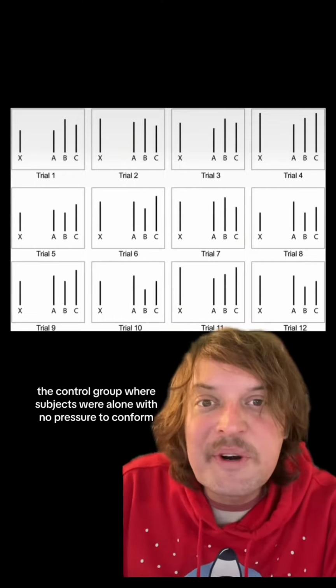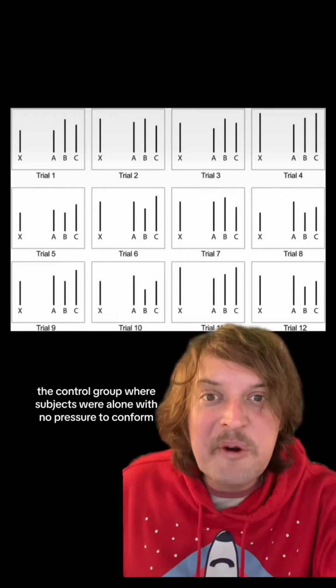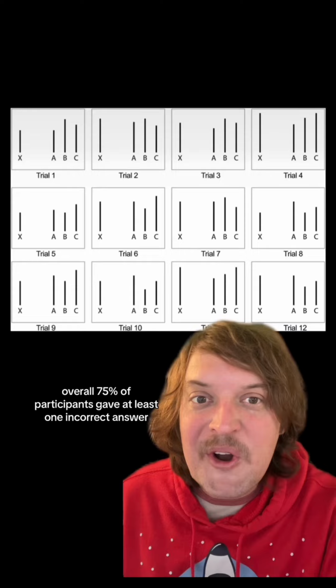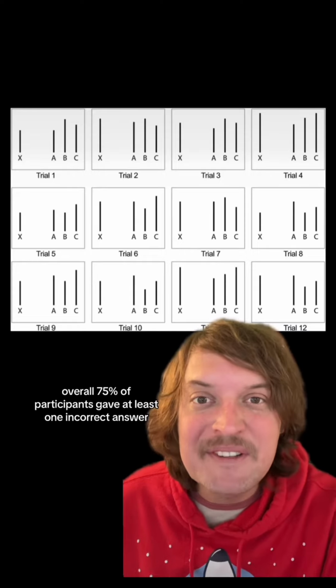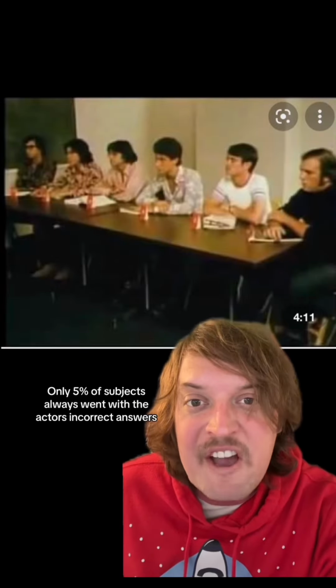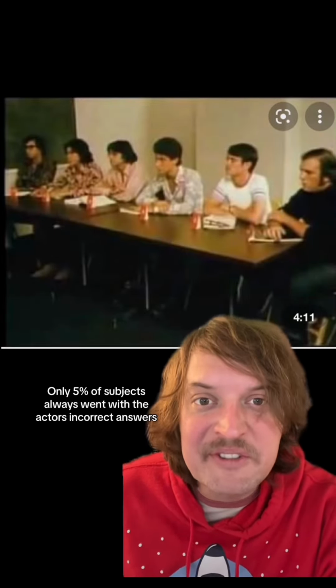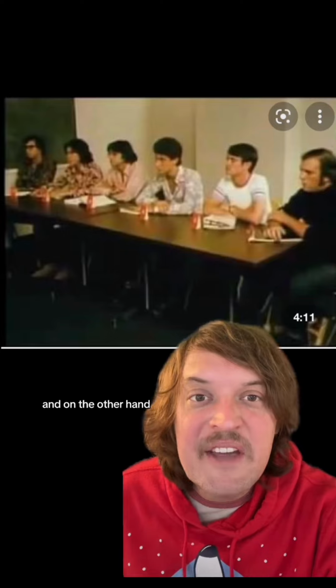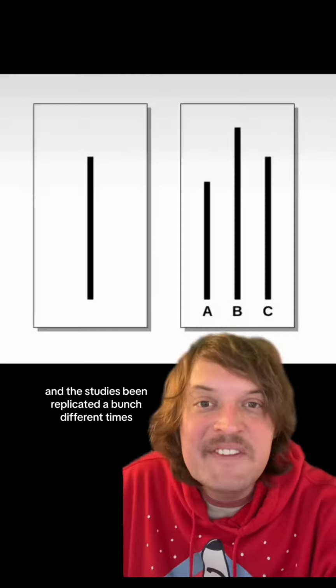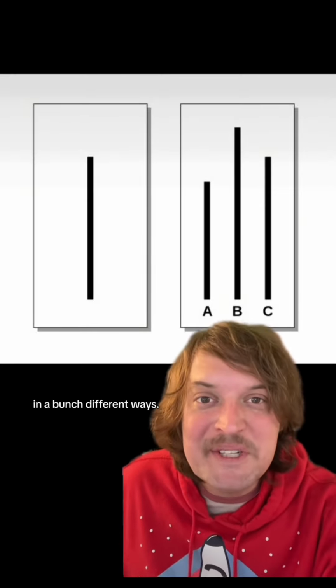In the control group, where subjects were alone with no pressure to conform, they answered correctly about 99% of the time. But in the experimental group overall, 75% of participants gave at least one incorrect answer out of the 12 sets of cards. On the one hand, only 5% of subjects always went with the actor's incorrect answers. And on the other hand, only 25% of participants always gave the correct answers no matter what the actors said. And when one of the actors went against the rest of the group, the subjects were much less likely to conform. And the study's been replicated a bunch of different times in a bunch of different ways.